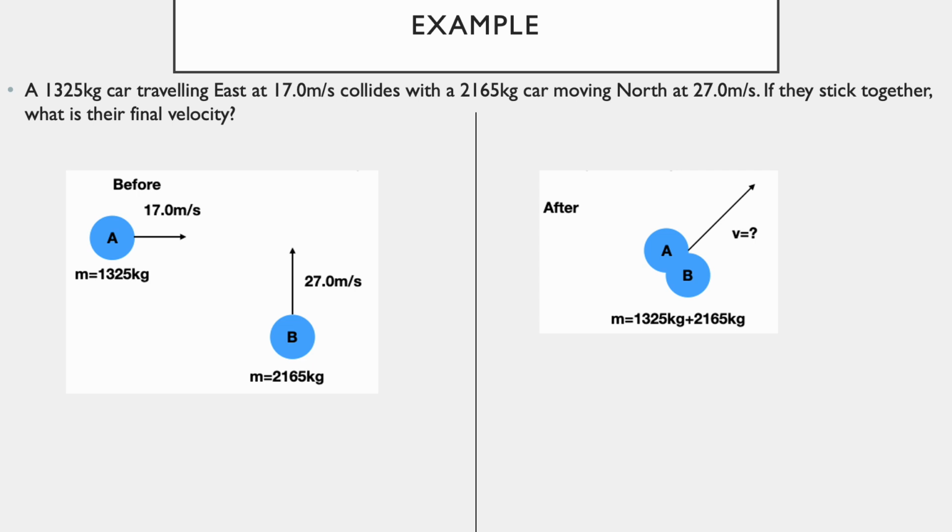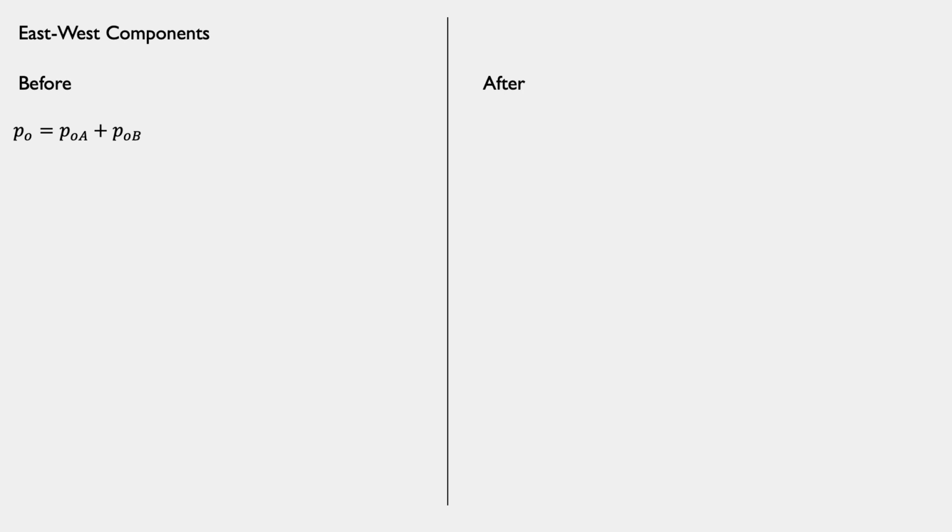So we can either start with north-south components or east-west components. Either way, we get the same answer in the end. So I have chosen to start with east-west components. So before the collision, we had 2 objects. So our initial momentum would be momentum of A plus momentum of B, which we can break into the mass times velocity for each of them.